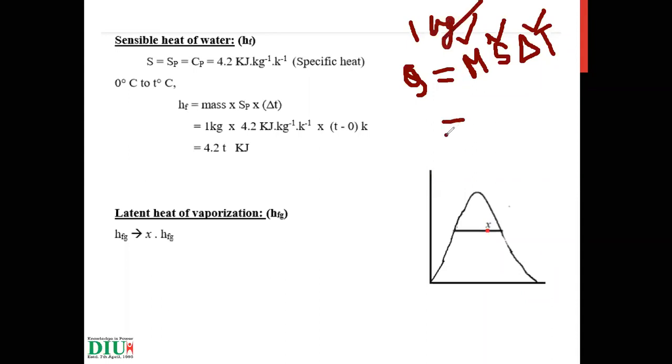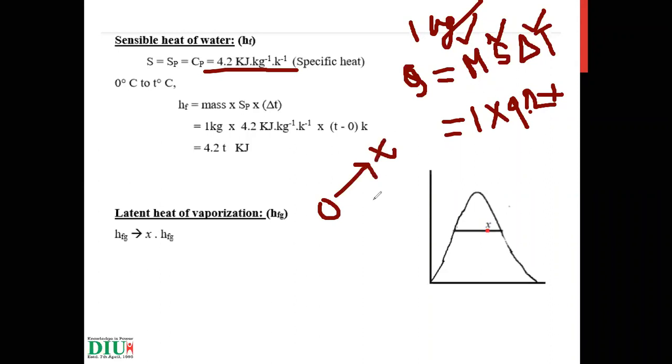If m equals 1, the specific heat of water is 4.2 kilojoule, a specific value. And del T: suppose the temperature changes from 0 to T degree Celsius. So del T will be T minus 0, which is T. So finally, the sensible heat equation will be 4.2 into T.